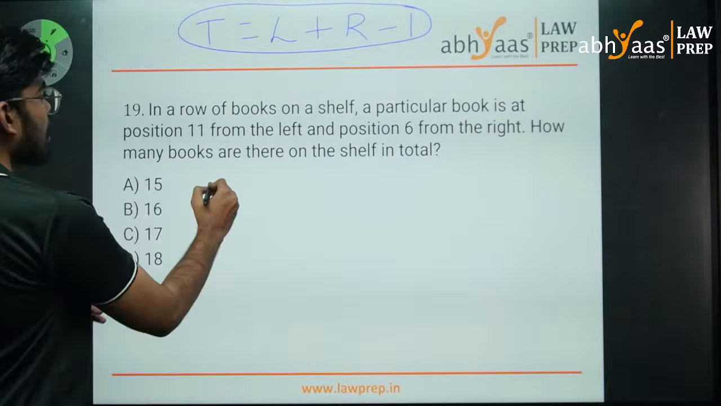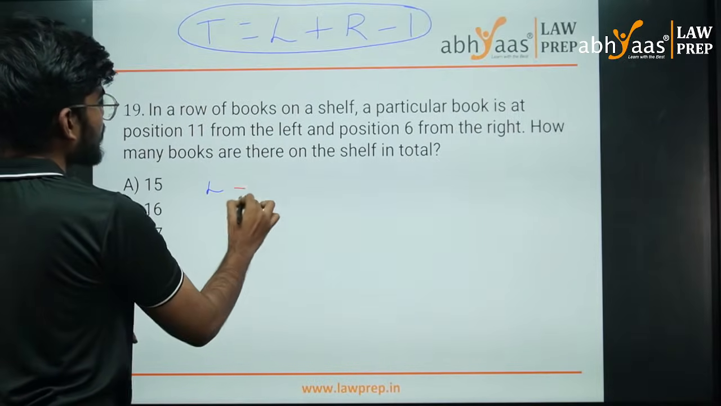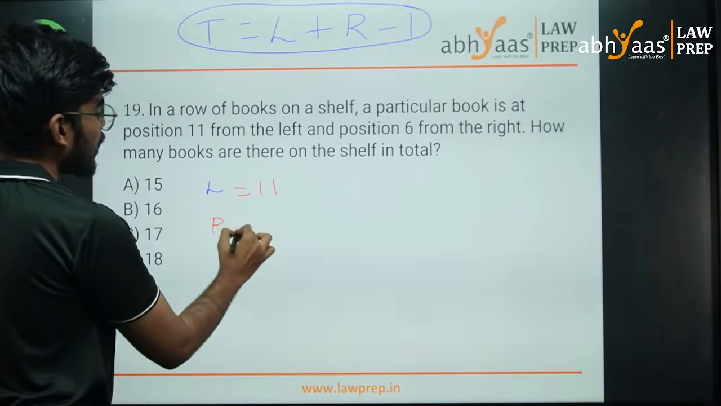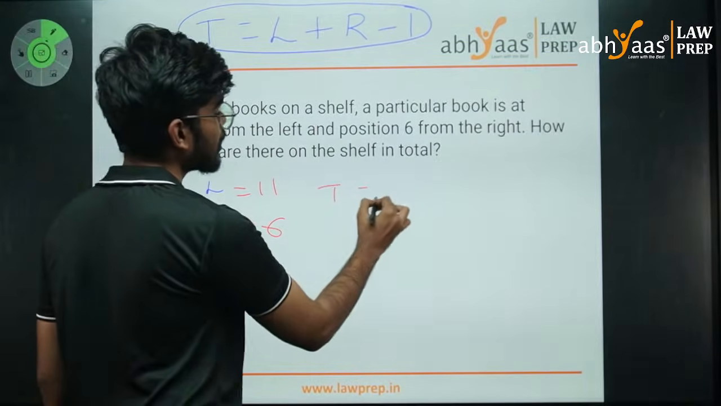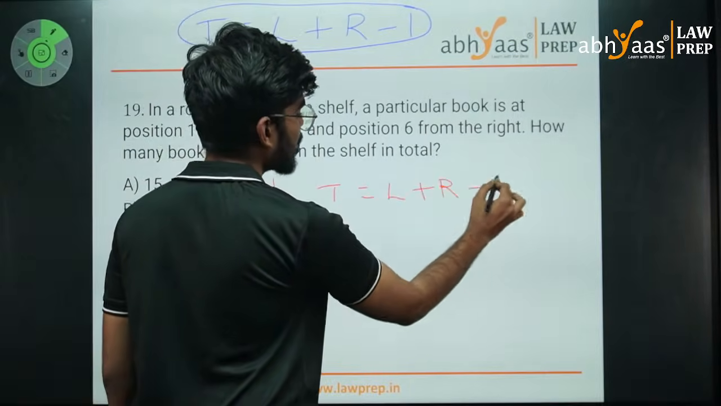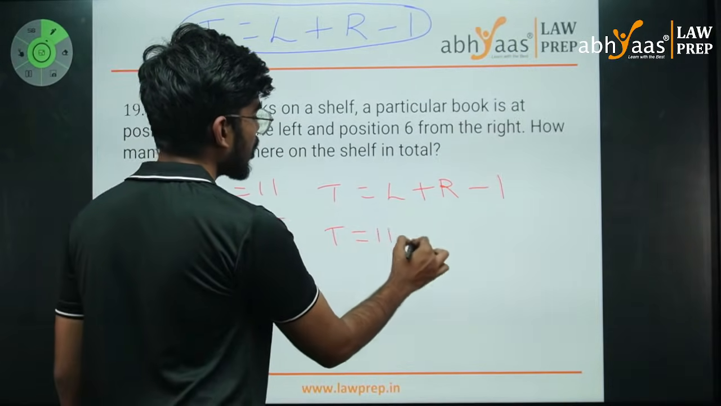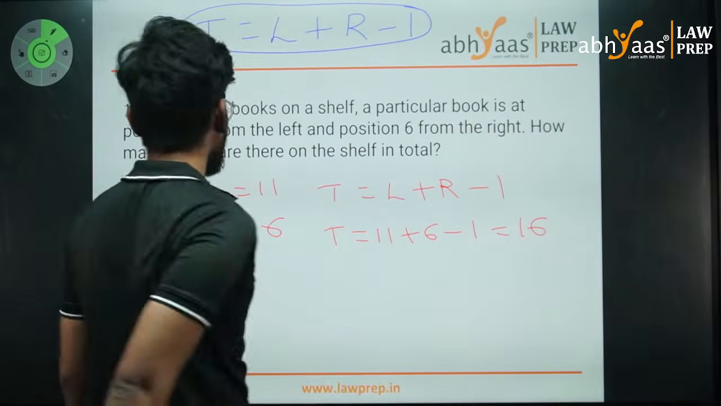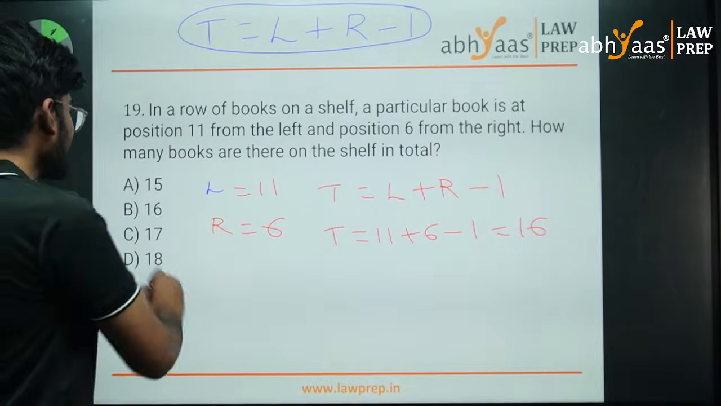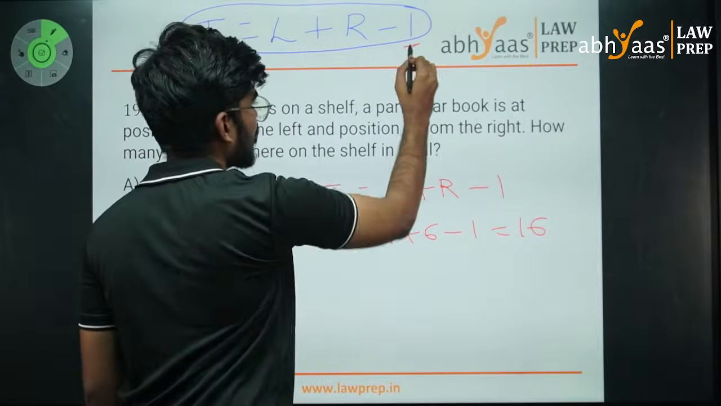See, here the left one is known. The left part is equal to 11 and from the right, it is equal to 6. They are asking us to find out the total. So, total is equal to left plus right minus 1 or right plus left minus 1, whatever it might be. So, total is equal to 11 plus 6 minus 1, which is equal to 16. So, how many books are there in total? There are 16 books in total. You can ask me, sir, why minus 1 here?